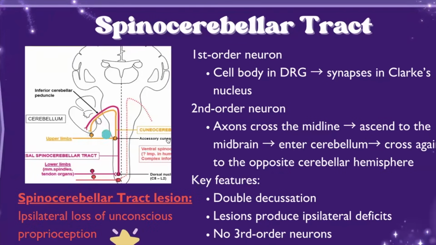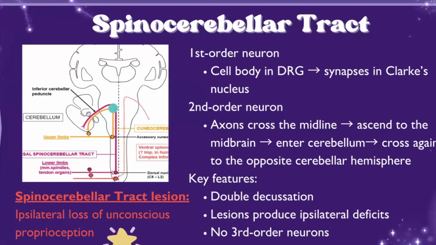But for the ventral spinocerebellar tract, it's different, okay? You would have the dorsal root ganglion, first order neurons, and then the synapse, again, at Clark's nucleus. And then the axons of the second order neurons would cross the midline, and ascend contralaterally until they get to the cerebellum. They enter the cerebellum and then they cross again to the opposite cerebellar hemisphere. So it ends up in the same position anyway, the same position where you got the sensory information from, okay? So it's very, very simple. The spinocerebellar tract is very simple.